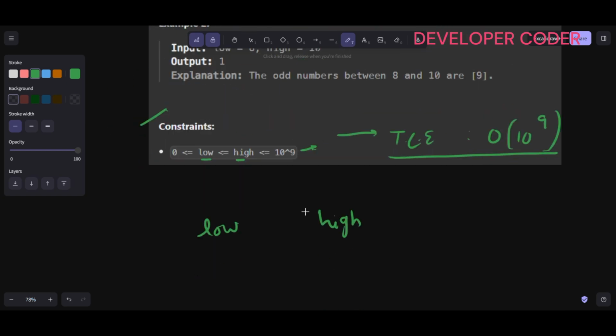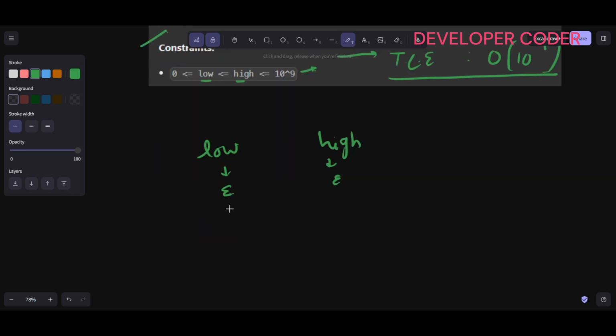So here, if both my low and high are even, then what will happen? Let's take an example. If both are even, let's say 4 and 8, then I have these numbers: 4 5 6 7 and 8. Total 1 2 3 4 5, so 5. Among them I want to calculate the odd ones.